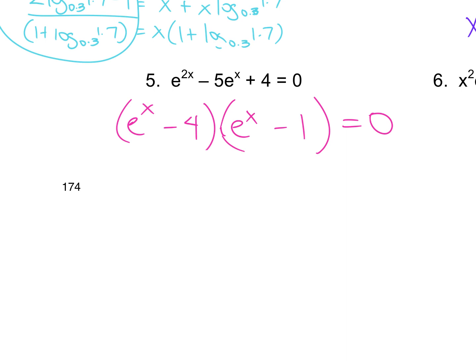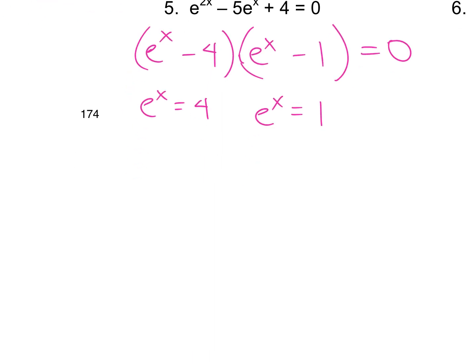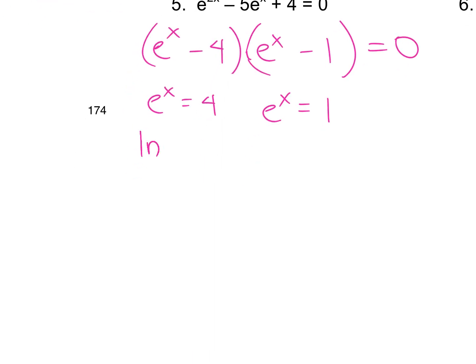Set them each equal to 0. So that becomes e to the x equals 4. E to the x equals 1. Are we done yet? Almost, but we still have to solve for x, right? So that's switching into log form from here. So log base e is ln of 4 is equal to x. ln of 1 is equal to x. Now, one tricky thing on this one is this. It's not really tricky. What is the ln of 1? 0. So if you can do that, you should.